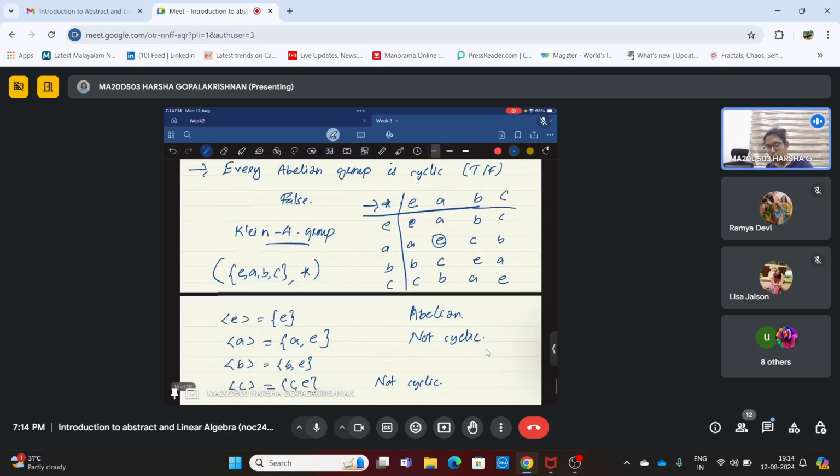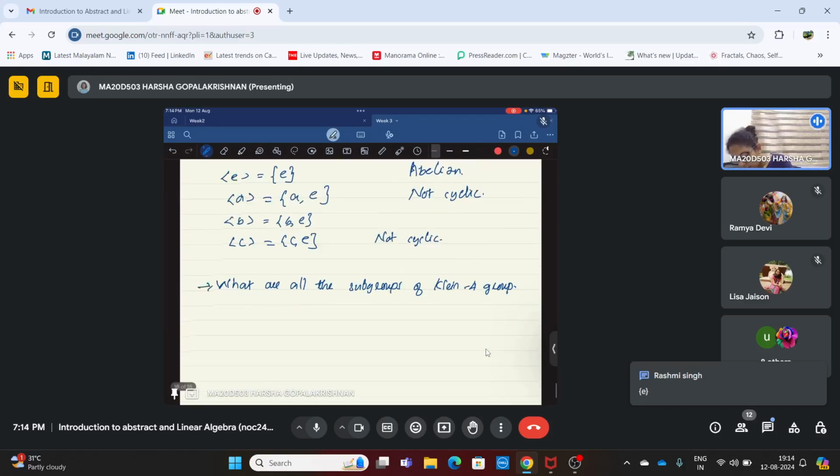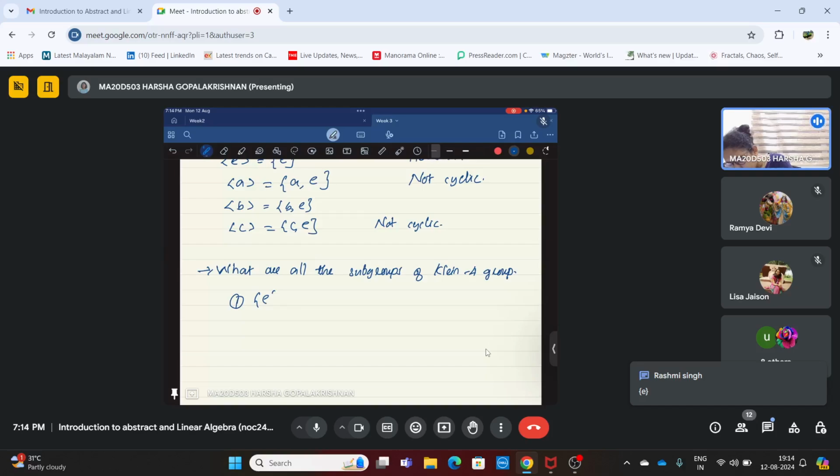Can you say what are all the subgroups? E is a subgroup, obviously. First one is the identity itself is a subgroup, and trivially we will say the identity and the whole group. Usually we will write V star. Yeah, the whole group. For the Klein-4 group, the notation is usually V. So V itself is the whole group G.